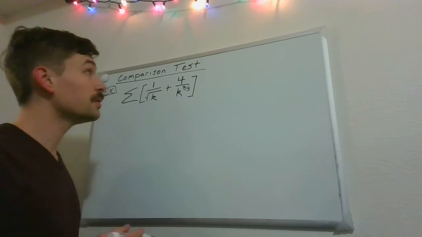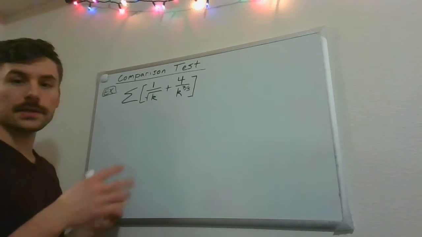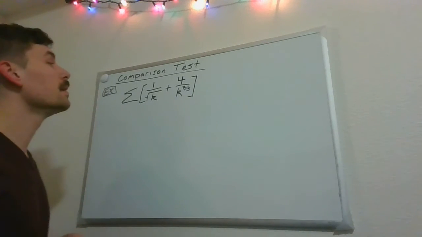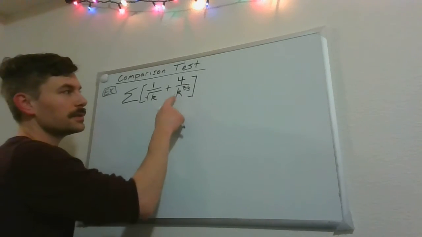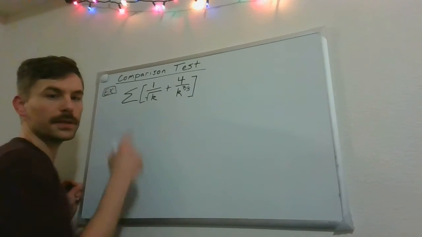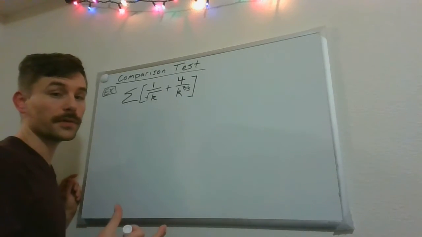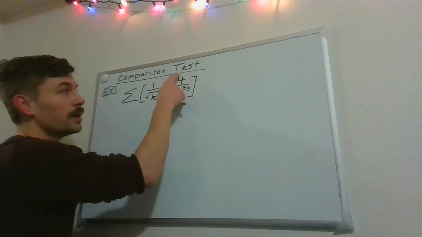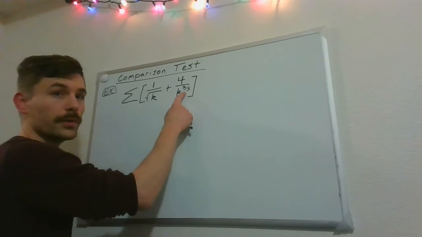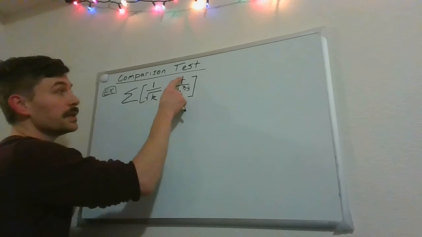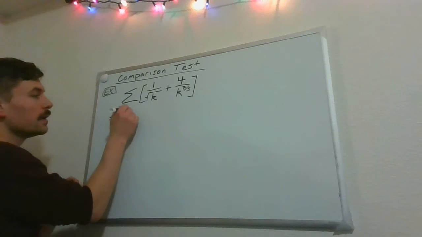Here's another example using the comparison test. We start off with a series that looks fairly complicated, but we notice that part of our sum definitely looks like a p-series, though we have a constant in there. We know that that constant multiplier doesn't change our convergence, so that's a good thing. This part, if it was by itself, our p-value is greater than 1, we would definitely converge if it were just this. Then we've got this other piece, so it might help to rewrite that.